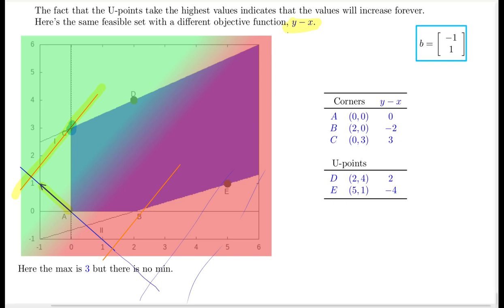So if you throw some negative signs into the objective function, that can alter whether the max or the min exists. It's possible that they both exist, or neither exists, or one without the other. Anything is actually possible, depending on the precise nature of the objective function and the way it interacts with the feasible set.